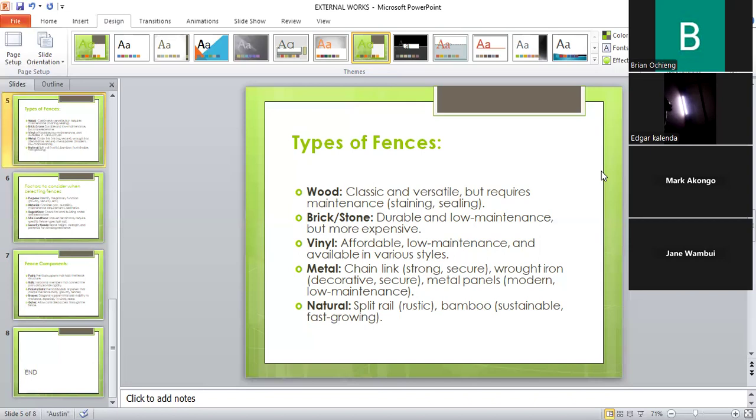Okay, Mark, can you continue from where you reached? Continue from vinyl. The second one, we have metal. Under metal, we have chain link. The last one, we have natural fences. These are like the bamboo, rails, etc. Thank you.